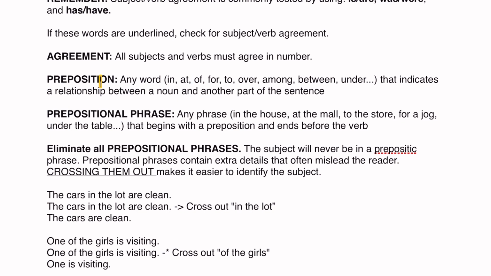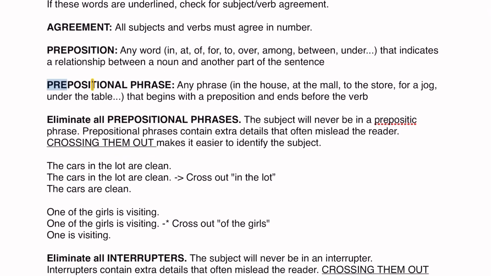Okay? تمام. بعد كده we have the prepositional phrase. كلمة بايخة كده. ده هنا في بقى موضوع كبير. Prepositional phrase. Any phrase. Phrase يعني جملة قصيرة. Any phrase زي in the house, at the mall, to the store, for a jog. طبعا انتم ملاحظين ان دي مش جمل صحيحة. دي phrases. دي مختصرات جمل. In the house, at the mall, to the store, for a jog, under the table.